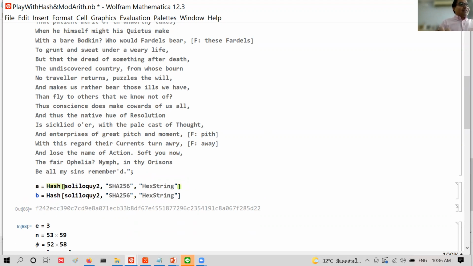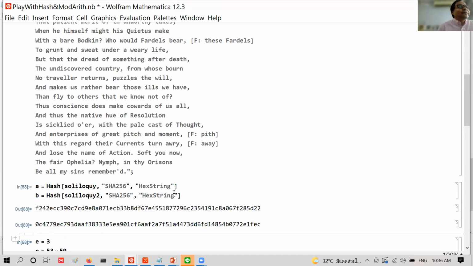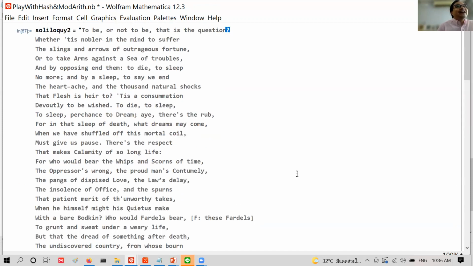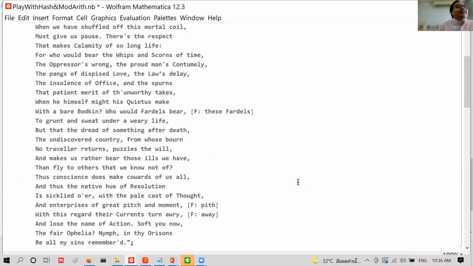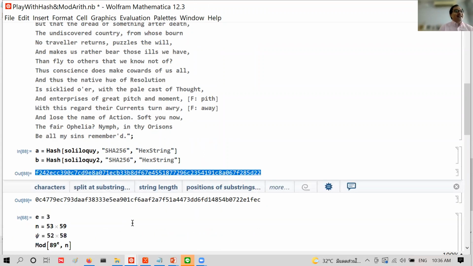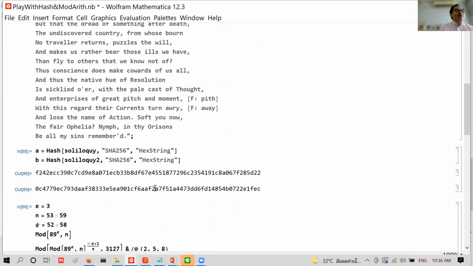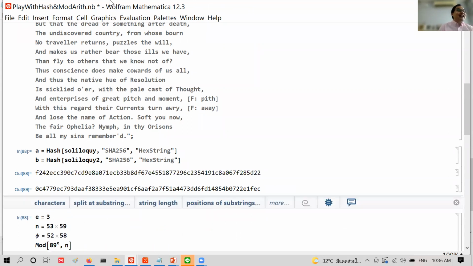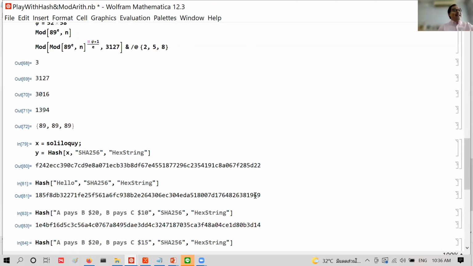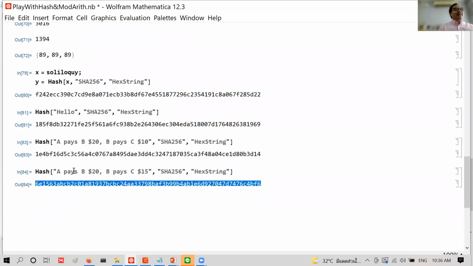A is a soliloquy, and well, I don't really need to do that. See that? Just by changing a tiny bit of thing, a very inconceivable difference, maybe I said "it's a question" instead of "is it a question," this is entirely different. And of course, it's non-invertible. So if I get this, I cannot undo this.